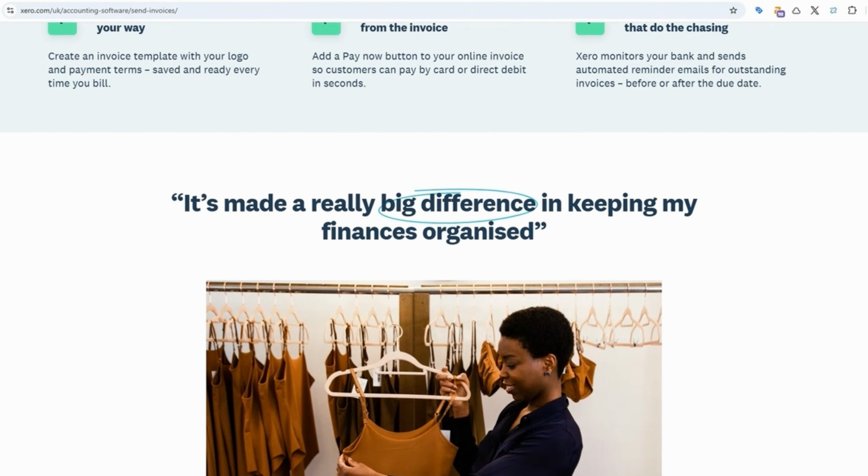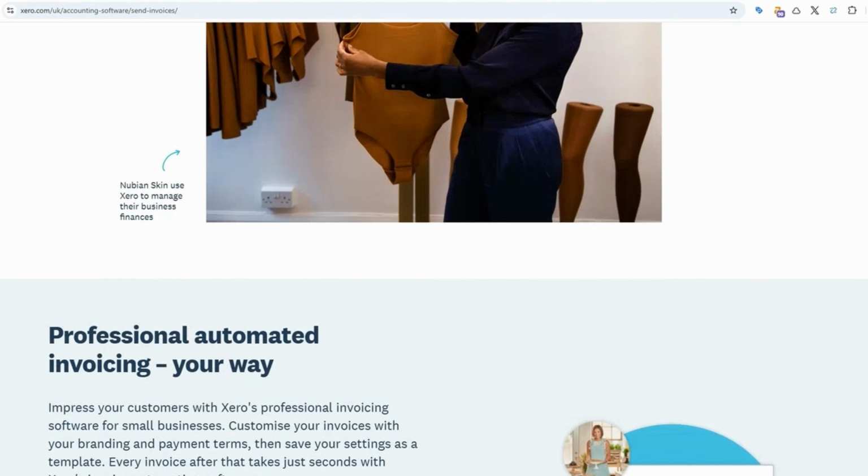The key is to build landing pages around those pain points and show users how your products can solve them, because nobody is searching for automated invoicing software at 10 o'clock on Friday night for fun. They have a real problem and they're probably ready to pay for a solution.